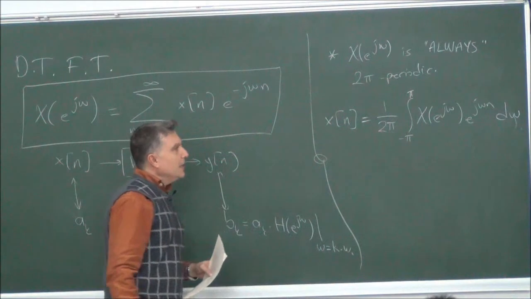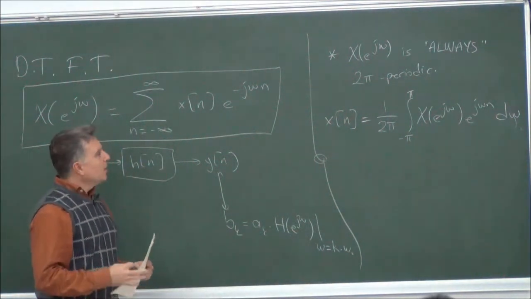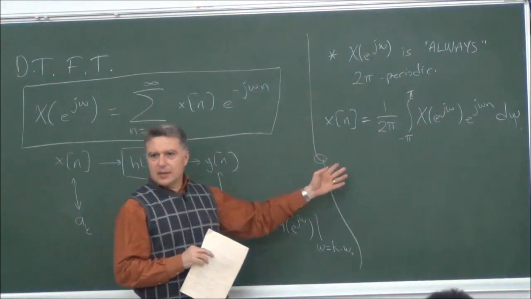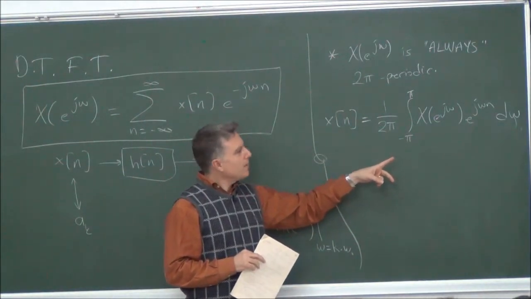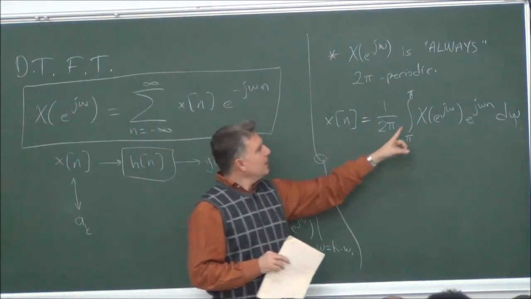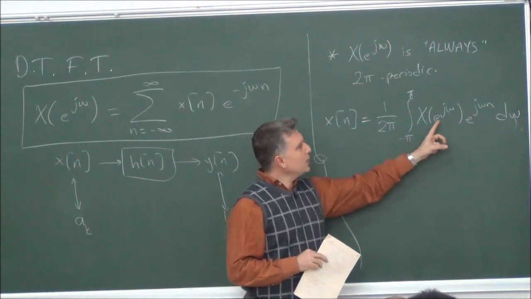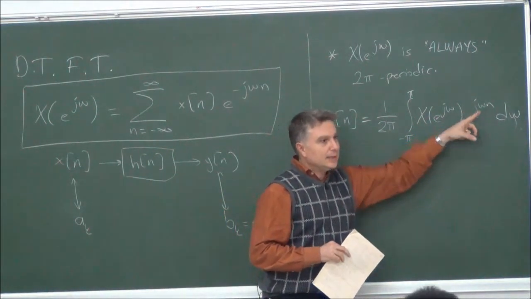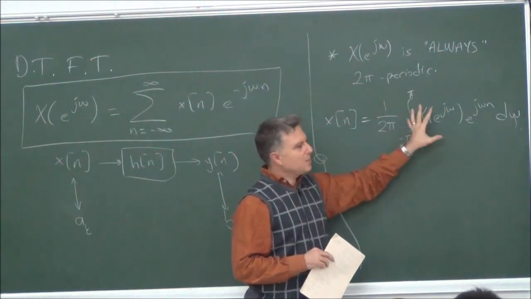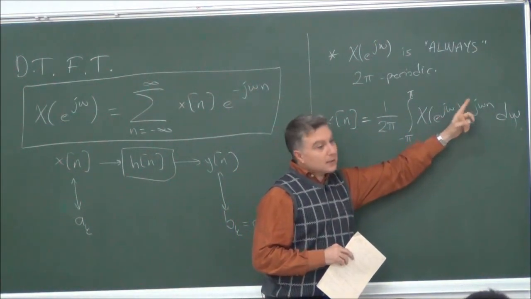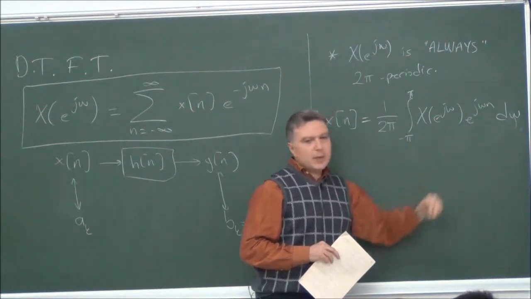Which is the inverse discrete time Fourier transform. Does it resemble the inverse Fourier transform in continuous time? It really resembles that. In the continuous case, it was X of j omega e to the j omega t d omega. This time it is X of e to the j omega, which is the representation only, e to the j omega, not t but n, d omega. Same thing.